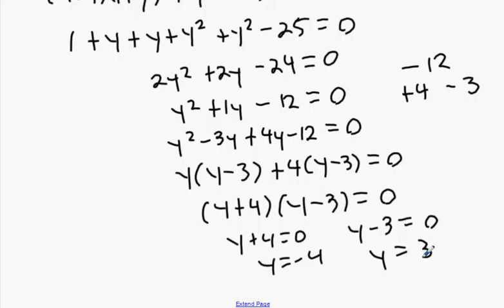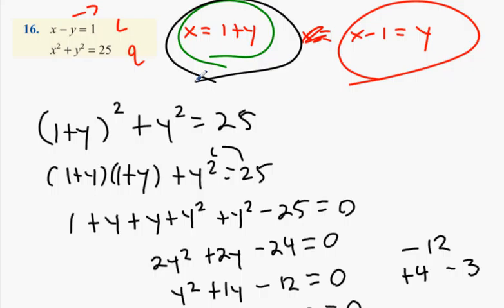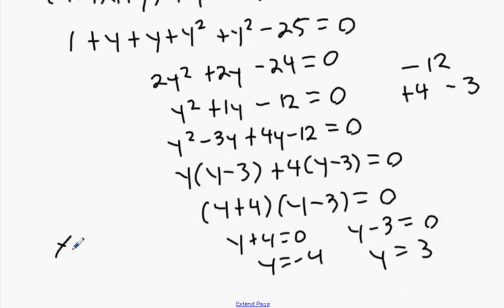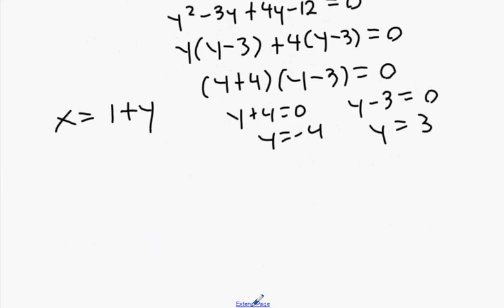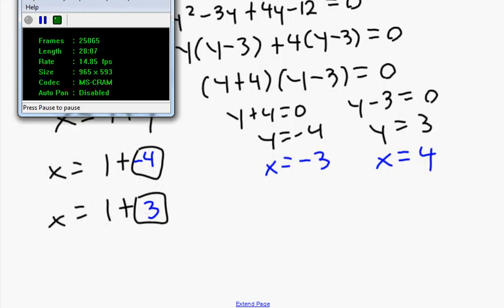Why have you not achieved full marks? And X equals? So, X equals 1 plus blank and X equals 1 plus blank. What's the blank? Negative 4 and 3. So, when Y equals minus 4, X will equal? Minus 3. And when Y equals 3, X will equal? 4.